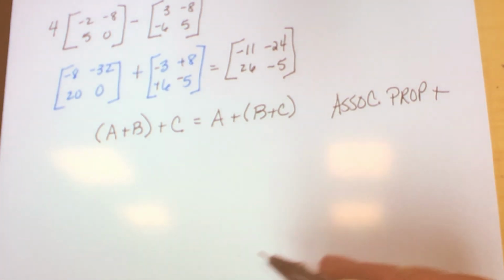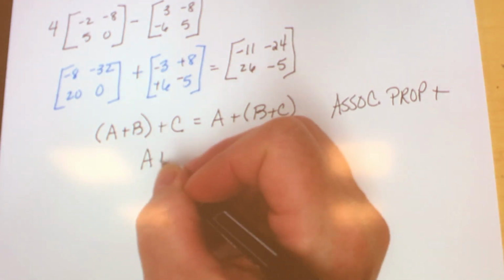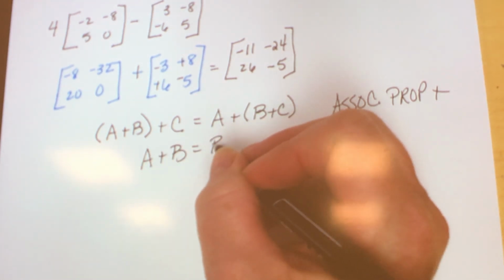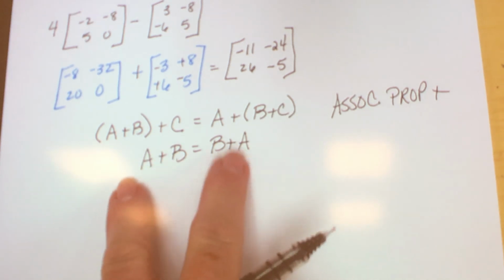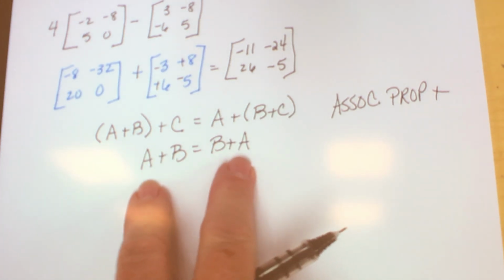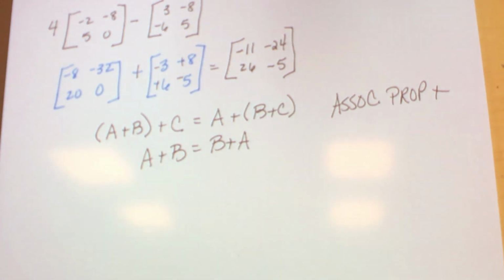Okay? Here's another one. A plus B is the same thing as B plus A. So the order that I add those matrices in doesn't affect my answer. Okay? What's that called? Identity property? Nope.